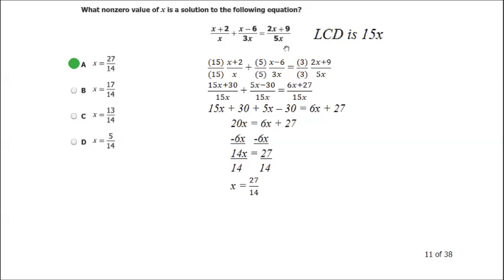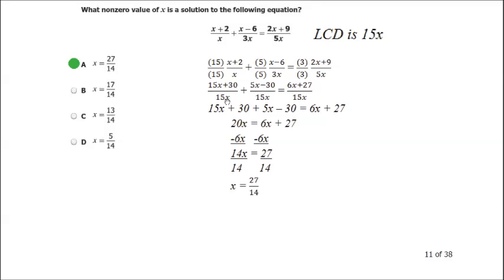So now to make the denominators match at 15x, I'm going to take that first fraction, x plus 2 over x, multiplied by 15 over 15. That's going to give me 15x there. I'm going to take the second fraction, x minus 6 over 3x, multiplied by 5 over 5. That's going to give me 15x in the denominator there. And then I'm going to take the 2x plus 9 over 5x multiplied by 3 over 3. That's going to give me 15x there.